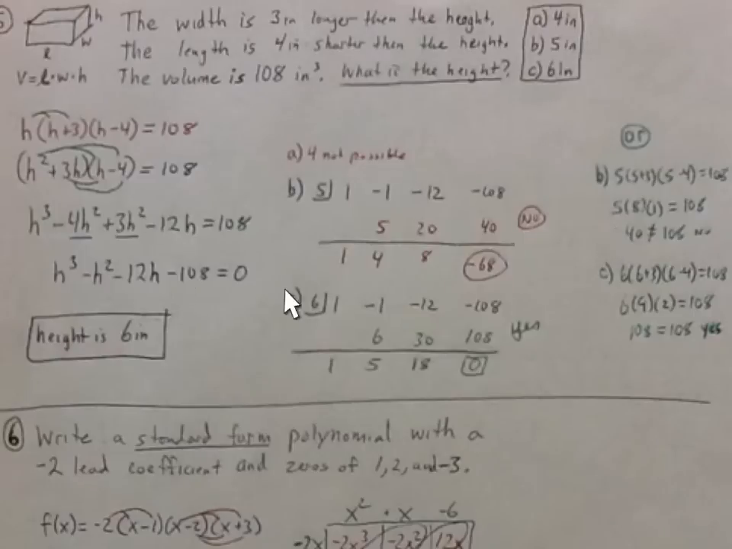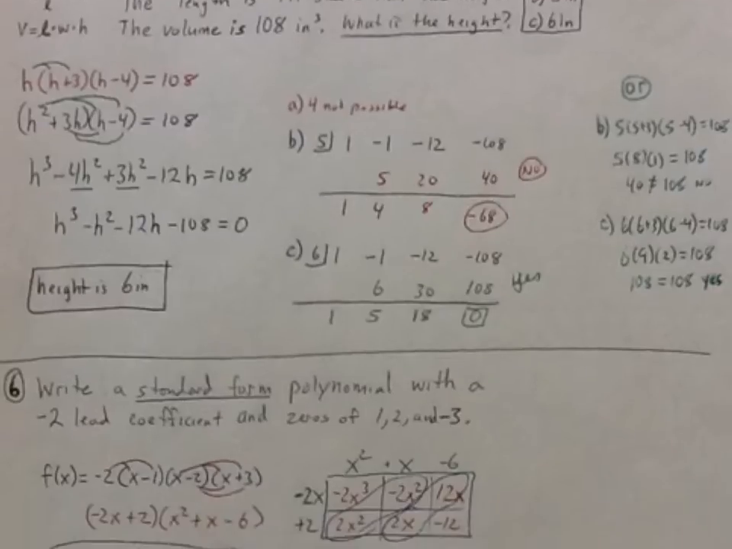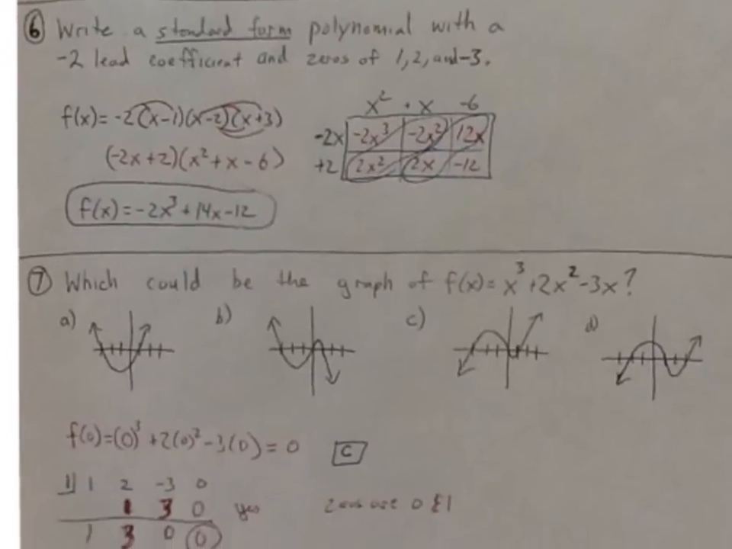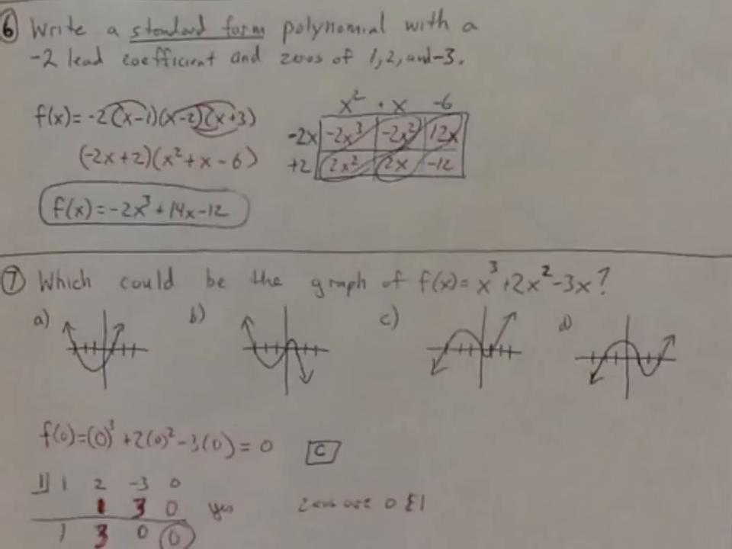But I want you to think of this way, because this is what we're dealing with. That's the type of problem we are working with. But, all right, this next one is right here. Let's do this one. So, for this particular problem, write a standard form polynomial with a -2 lead coefficient and zeros of 1, 2, and -3. So there's your lead coefficient of -2, and there's your 3 zeros.